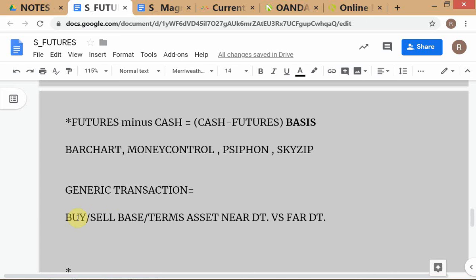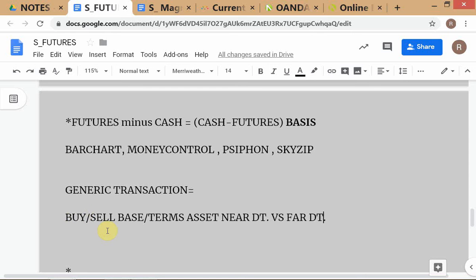I could be buying the base asset, okay, near date, and therefore selling the base asset far date. You can also talk in terms of the terms asset, but generally we talk in terms of the base asset. So if I'm buying the base asset in the near date, obviously I am selling the terms asset in the near date. Yes, so this is the general transaction structure.